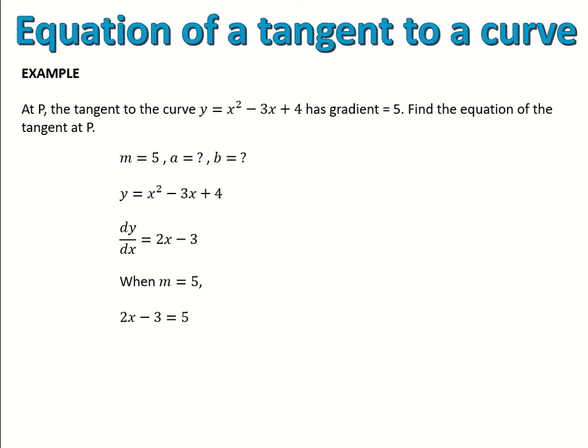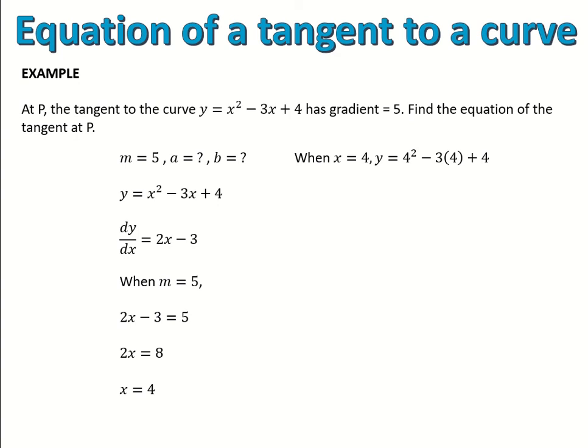Okay, so when m equals 5, 2x minus 3 equals 5. So there's a certain point where the rate of change is equal to 5, and we want to find that point, and that's our point x. So we just need to solve this equation: add 3 to both sides, 2x equals 8, x equals 4. So that's our a value, okay?